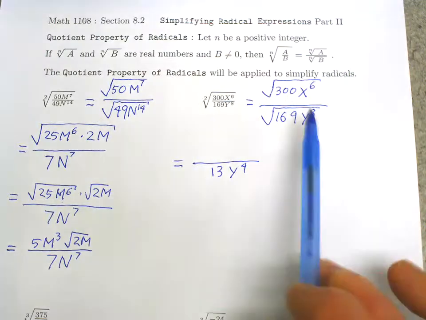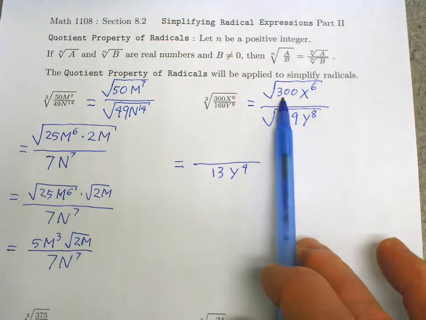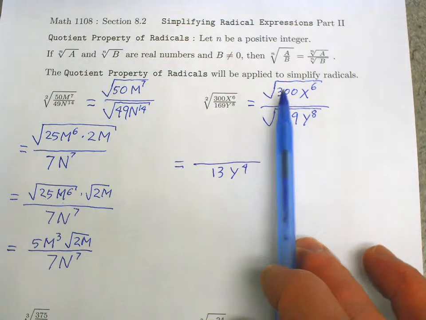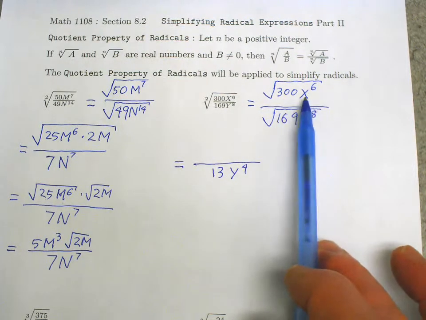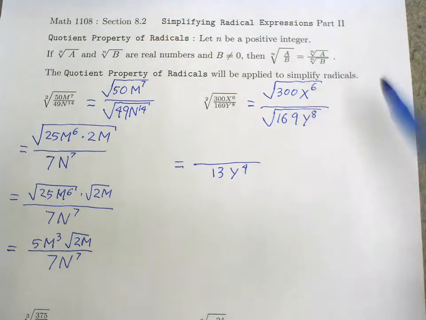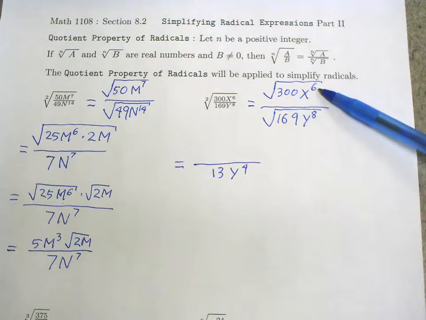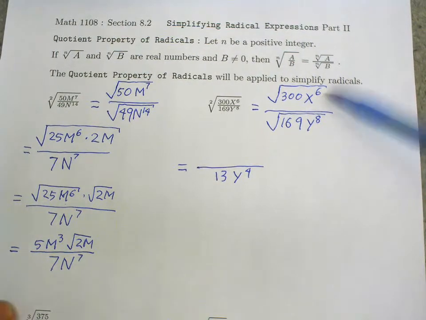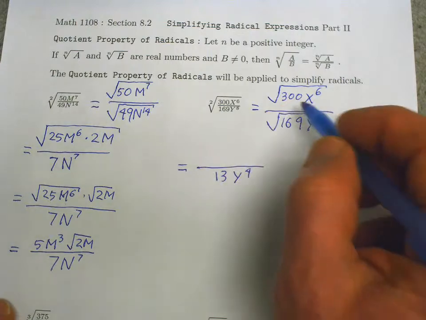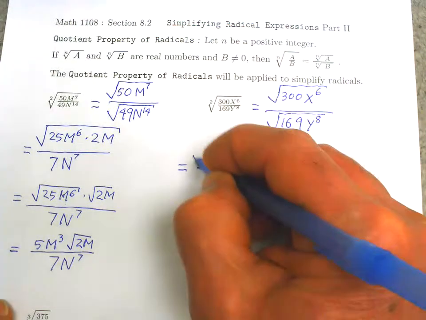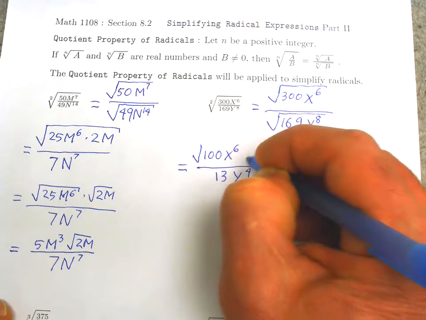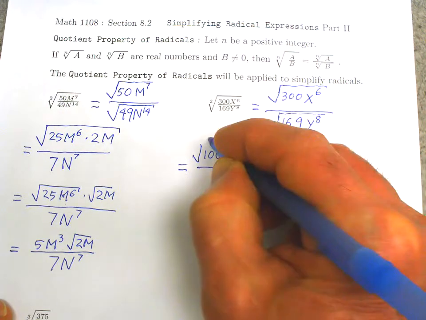And then in the numerator, the largest factor of 300 that's a perfect square is 100. 100 times 3 is 300. And x to the 6th is a perfect square because the exponent 6 is a multiple of 2. Okay, so we'll rewrite the numerator as the square root of 100x to the 6th times 3.